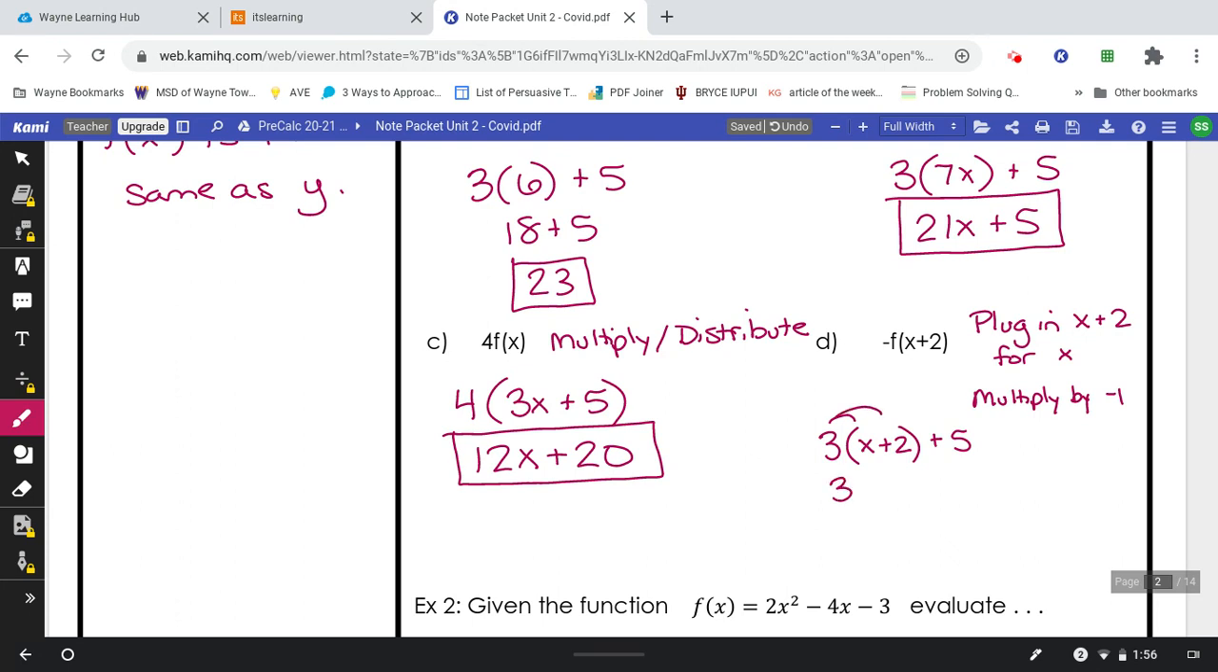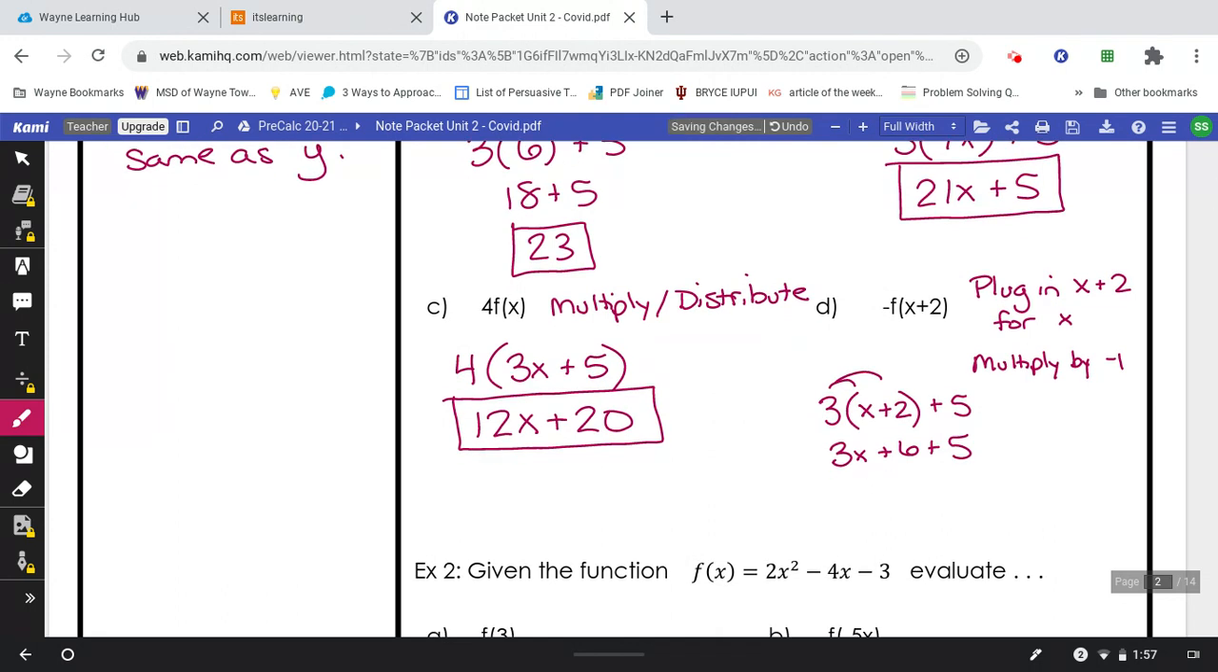Distribute. Combine your like terms. And once that's as simplified as I can get it, then I'm going to go ahead and multiply by negative 1. So just like we did on part C, I'm going to put a parenthesis around it and put whatever number I need to multiply out in front. This will get you negative 3x minus 11 for your final answer. So you do the plug-in first and the multiply second.